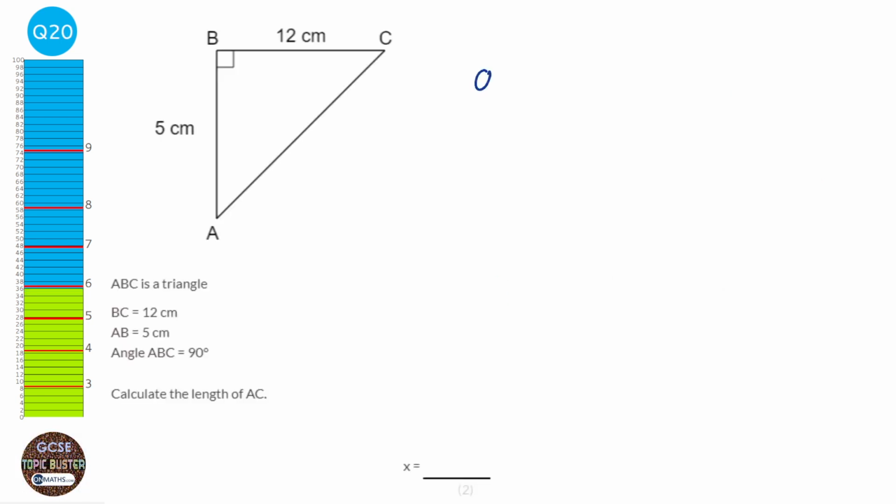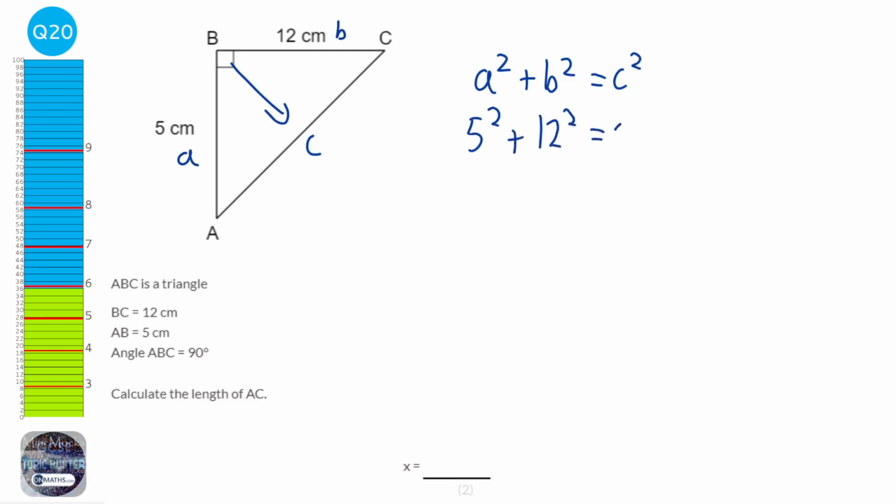So Pythagoras says that a squared plus b squared equals c squared, and the c is the one opposite the right angle. So I'm going to label this a and b, so it would be 5 squared plus 12 squared equals c squared. 25 plus 144 is equal to c squared, and 25 plus 144 is 169.